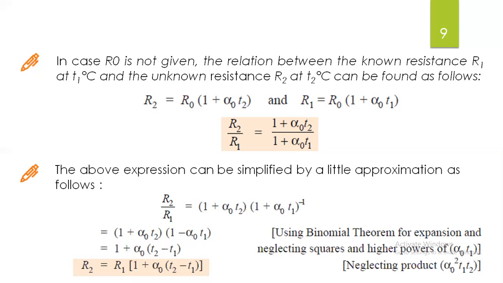By neglecting the higher powers of alpha 0 into T and multiplying, we can write 1 plus alpha 0 into T2 minus T1. So, taking R1 to the right side, R2 is equal to R1 into 1 plus alpha 0 into T2 minus T1. This is how to find the unknown resistance R2 from the known resistance and the known temperatures.